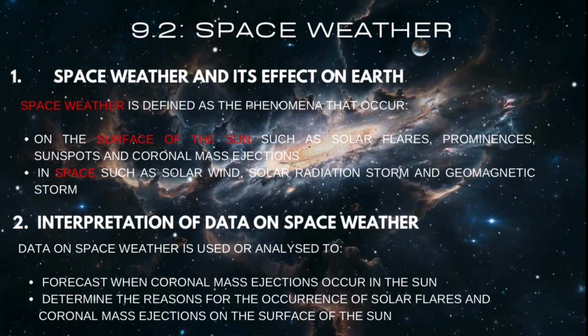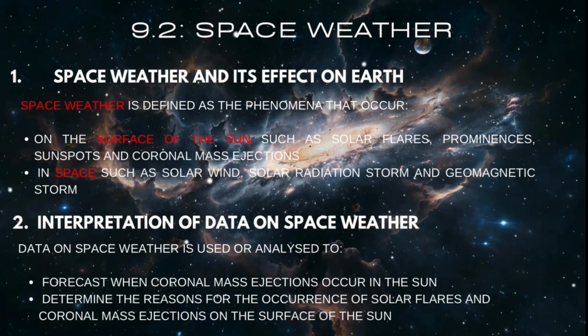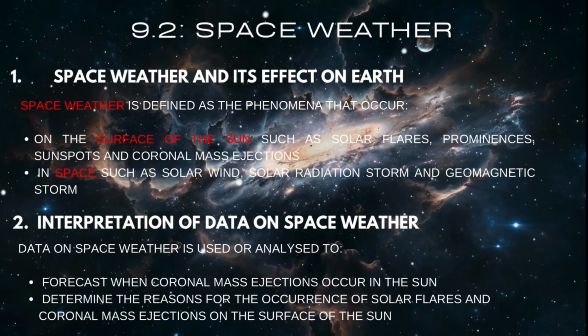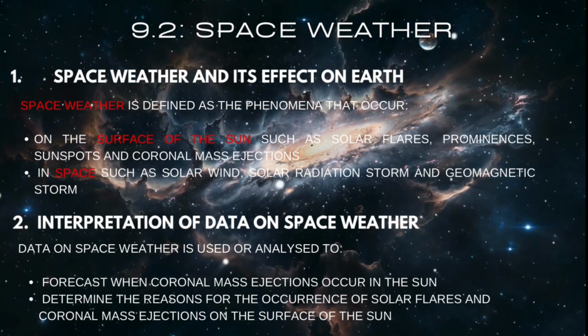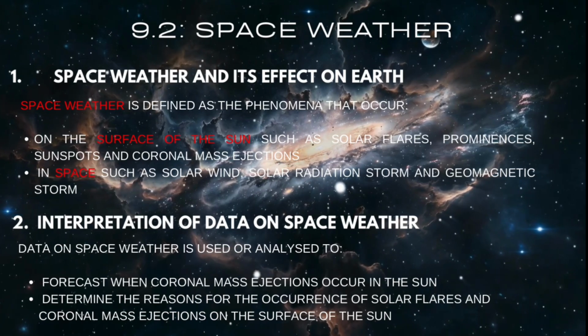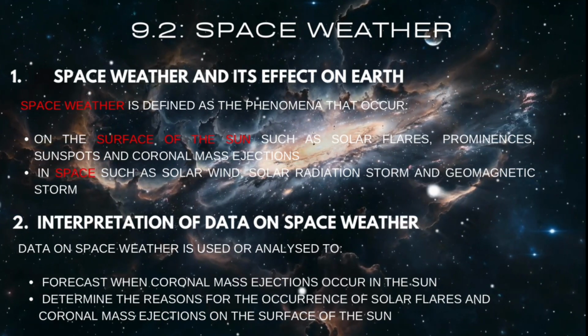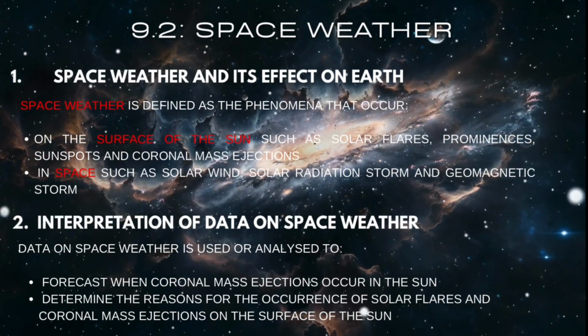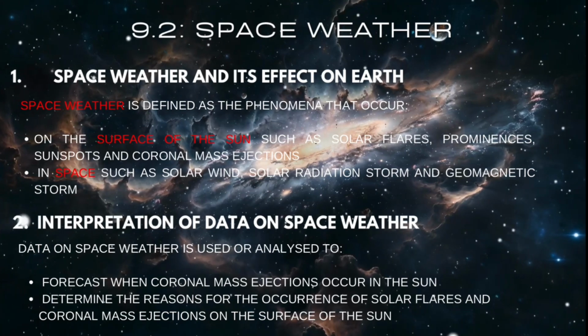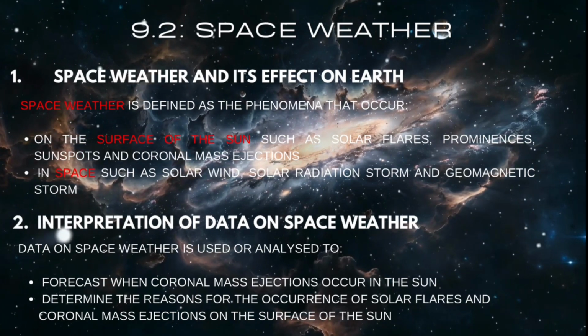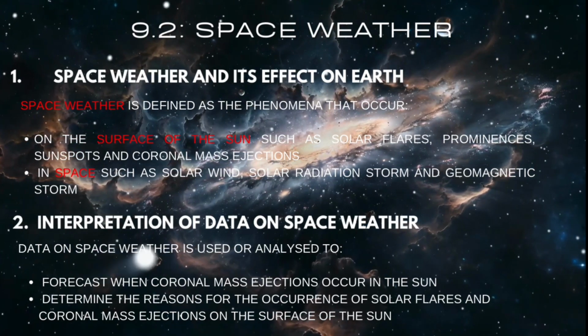Space weather and its effect on Earth. Space weather is defined as the phenomena that occur on the surface of the sun, such as solar flares, prominences, sunspots, and coronal mass ejections. It also occurs in space, such as solar wind, solar radiation storm, and geomagnetic storm.